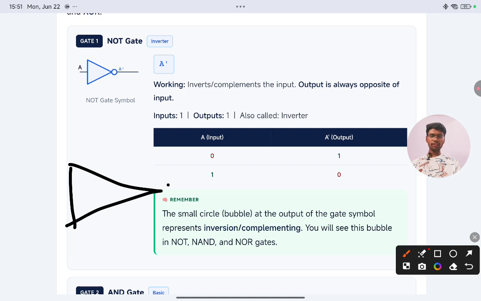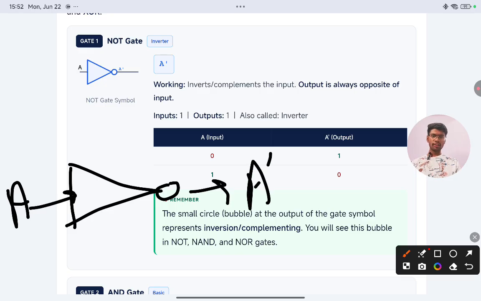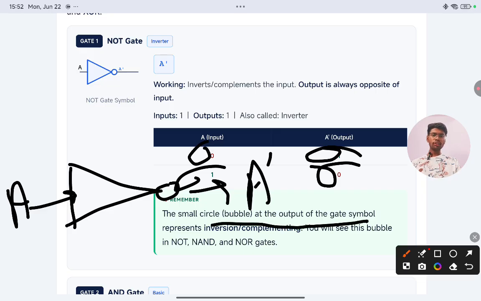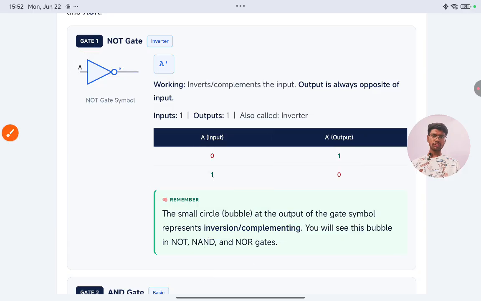There's a triangle and there's a bubble. This is a negate. So if you pass an A here, it becomes A complement. It's 0 to 1 and 1 to 0. The small bubble at the output gate represents the inversion, the complementing. We will see this also in the NAND gate and NOR gate. You'll be seeing this bubble part. So remember the diagram, how it is done.